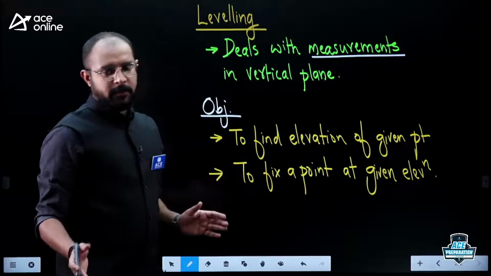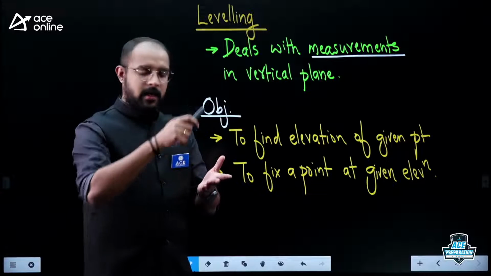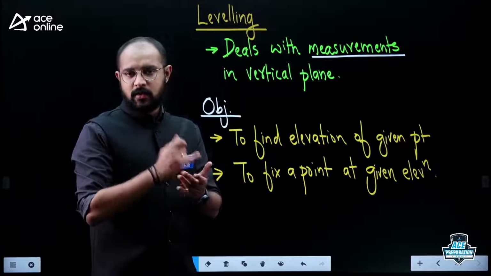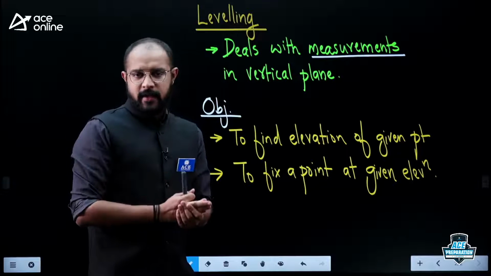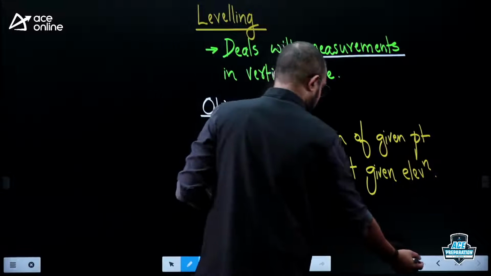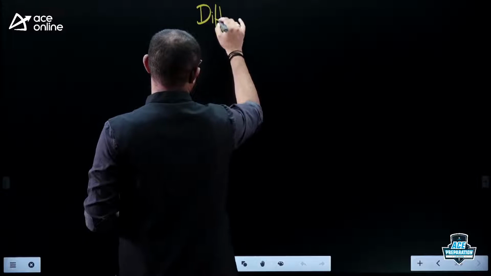Now, there are different types of leveling: fly leveling, differential leveling, simple leveling, followed by check leveling, profile leveling, cross sectioning, followed by reciprocal leveling. So many different types of leveling are there. For our exam point of view, one important type is what we call differential leveling.